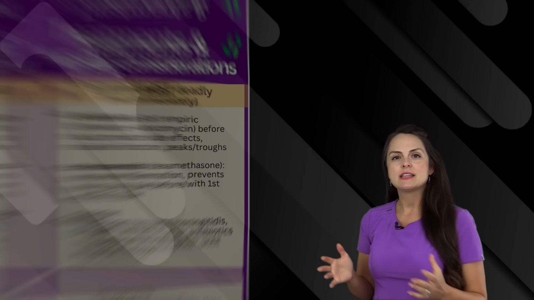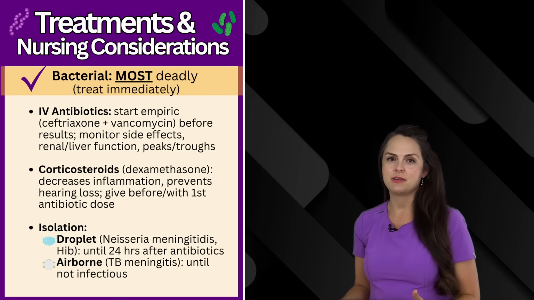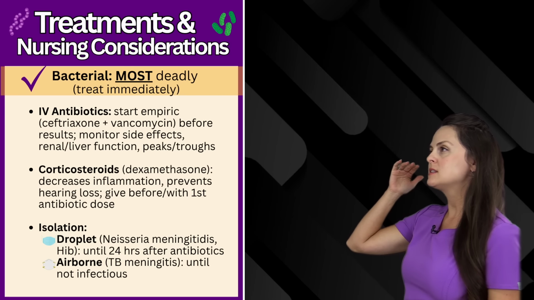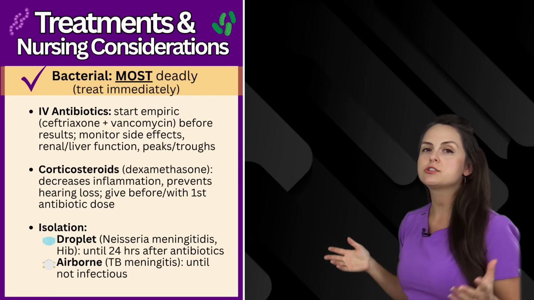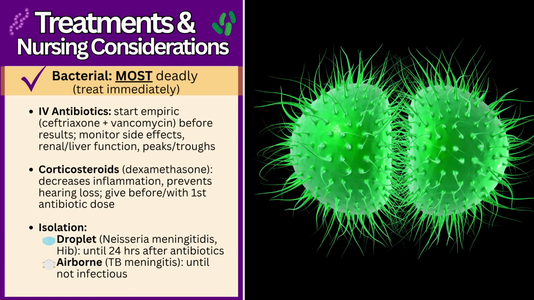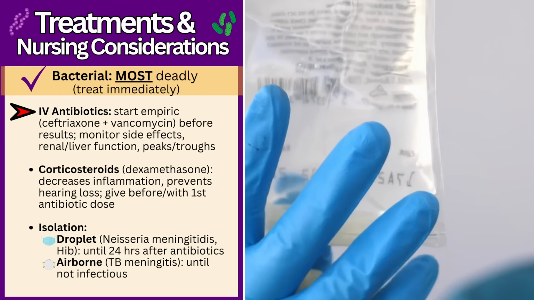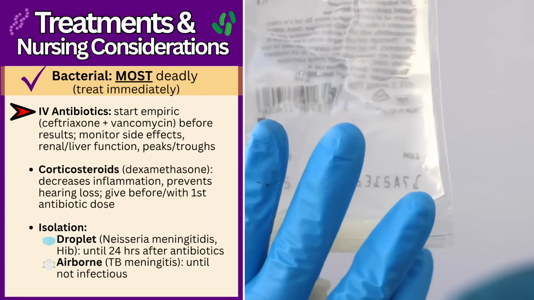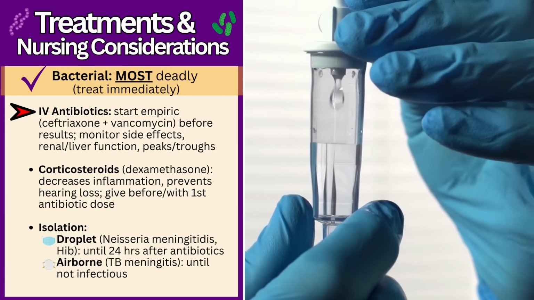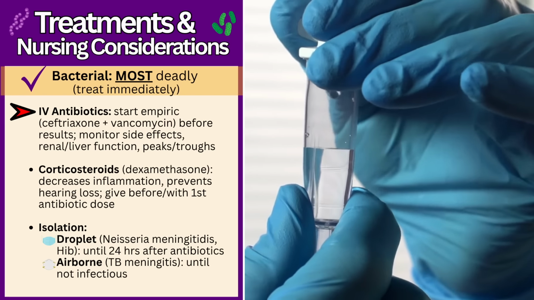Now let's go over the treatments and the nursing considerations for meningitis. The treatments are going to vary depending on the cause of the meningitis, and that's why that lumbar puncture is so important. So I'm going to take this by each type of meningitis. First we're going to start with bacterial. Again, this is the most deadly out of all the types, and it needs proper treatment immediately to prevent death. Treatment is going to include IV antibiotics, and they're going to be started on antibiotics before we even know the cause. They're going to start them on empiric antibiotics like ceftriaxone plus vancomycin, just to give you an example. And this is to help get the patient on something while we're waiting for those results to come back.